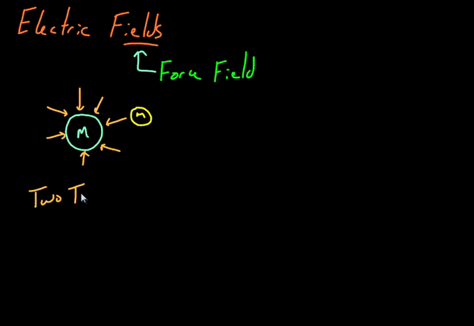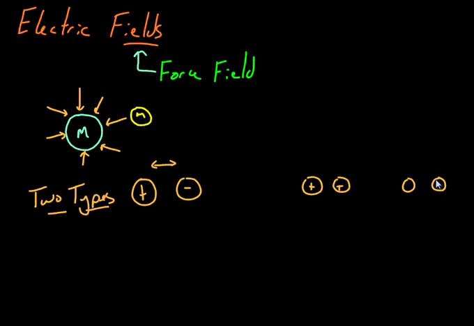There are two types of charge, and how they behave is a little bit different. There's positive, and there's negative. And positives and negatives pull together, but positives and positives, or negatives and negatives, they repel apart, okay?